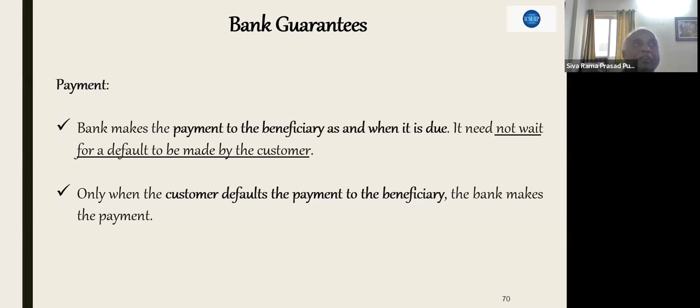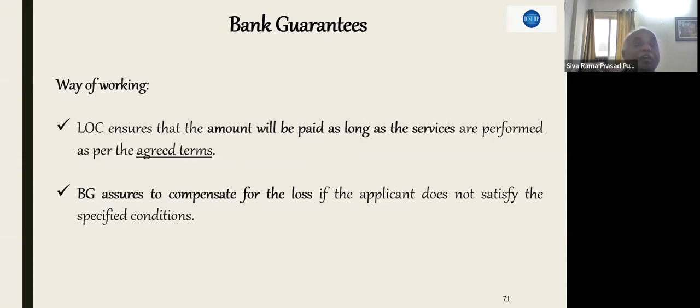Only when the customer defaults on the payment to the beneficiary does the bank make the payment. That is the difference between the bank guarantee and the letter of credit. Way of working: a letter of credit ensures the amount will be paid as long as the services are performed as per the agreed terms. It is a continuous one.